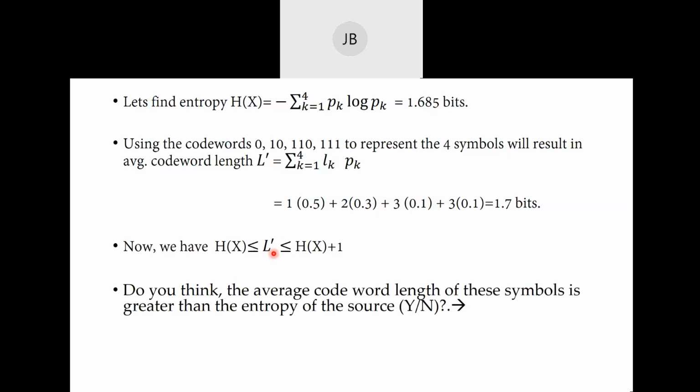Now we will address the question: do you think the average code word length of these symbols is greater than the entropy of the source? Yes or no? Yes.